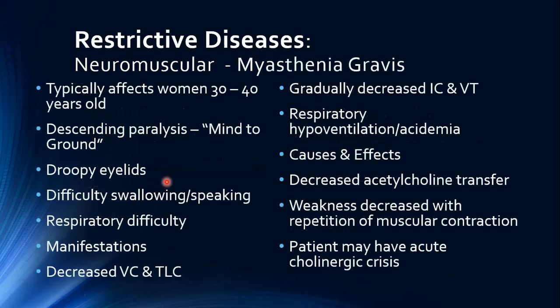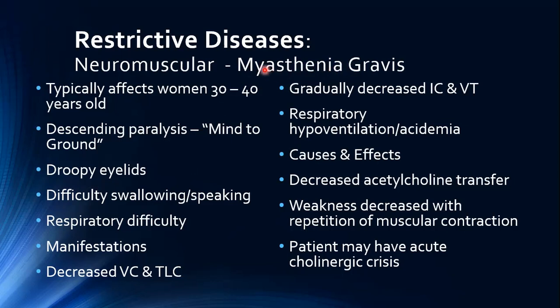So myasthenia gravis, this one and Guillain-Barre are really some fascinating diseases. They come on gradually and just, you know, out of nowhere. And they're amazing. Anybody can get it, but typically it affects women 30 to 40 years old. This is the claim to fame for myasthenia gravis. It's paralysis that starts from the mind to the ground. So look at this, MG, mind to ground, mind to ground.